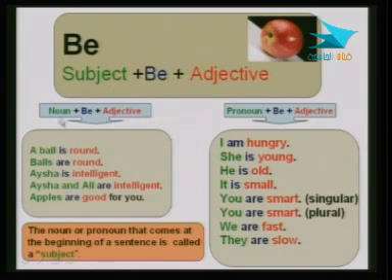We have this form and this form. Noun, be, adjective; pronoun, be, adjective. Okay, the adjective comes after the verb be. And the form of the verb be changes with, of course, the number of the subject and the kind of subject that we have. Singular or plural. Okay?